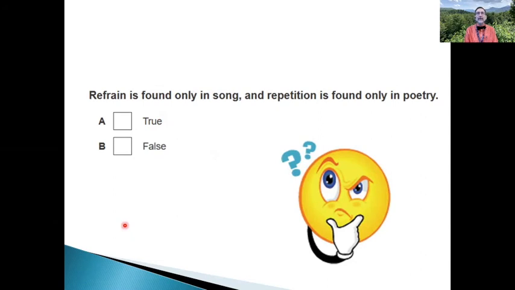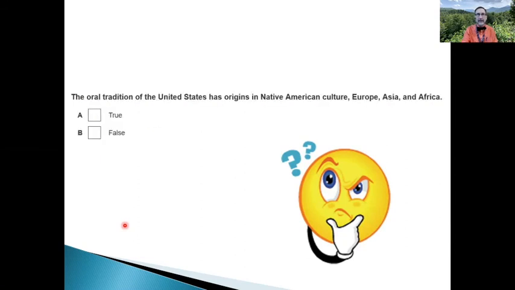A refrain is found only in a song, and repetition is found only in poetry. Again, these are two literary terms, refrain and repetition, that you're going to need to know. And they apply to the spirituals and the folk songs. But the reality is you can have a refrain in poetry, and you can have repetition in any kind of literature. So that would be a false statement.